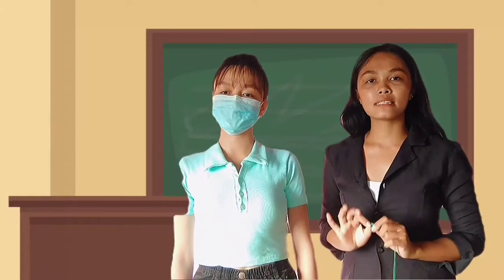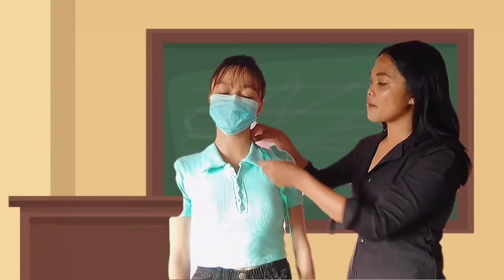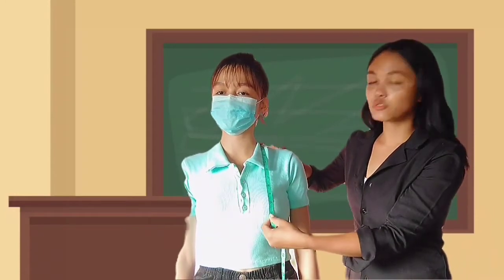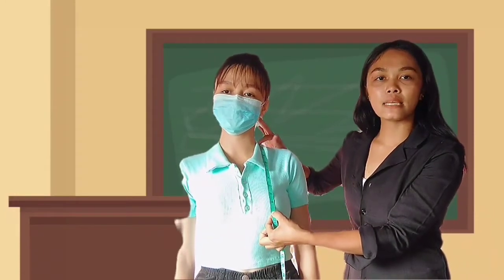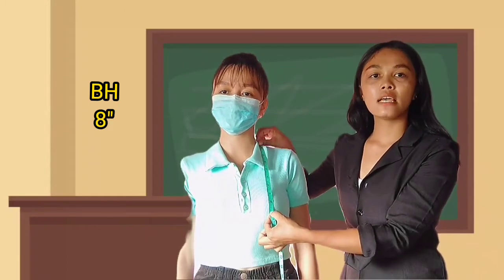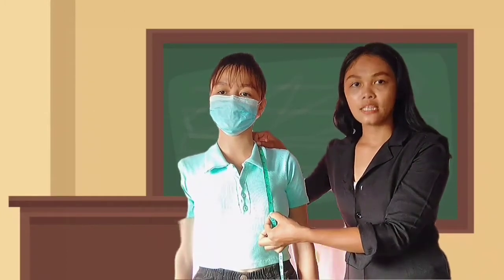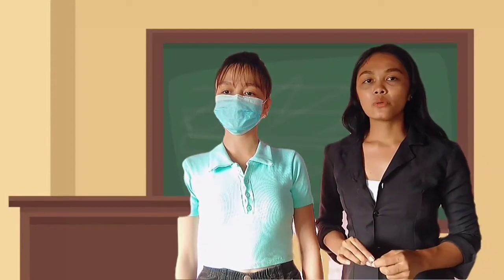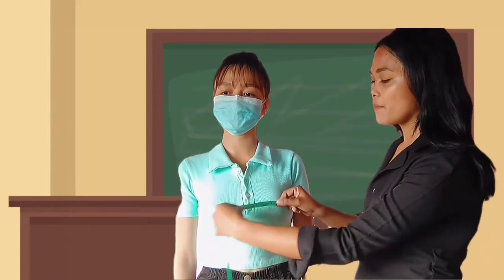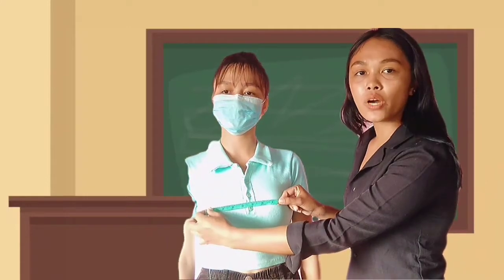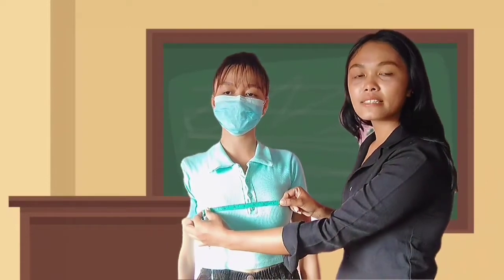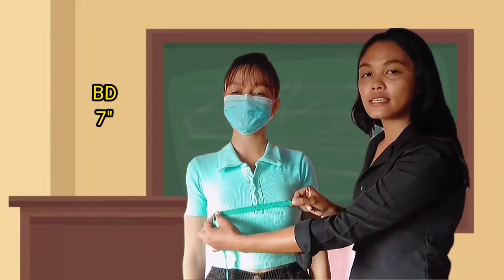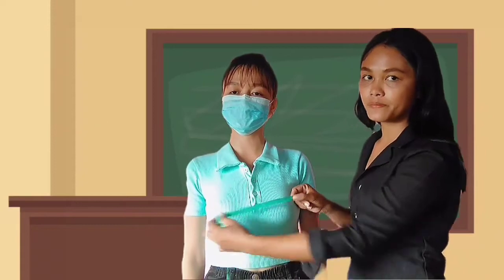The next one is the bust height, which is taken from your side neck point down to your bust tip point. That is the bust height. The next one is the bust distance, which is taken from your left bust tip point to your right bust tip point, or vice versa. That is the bust distance.